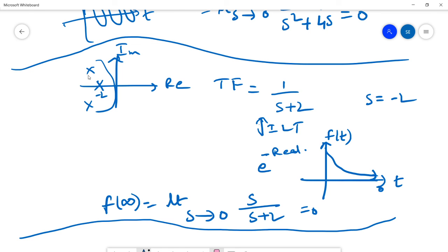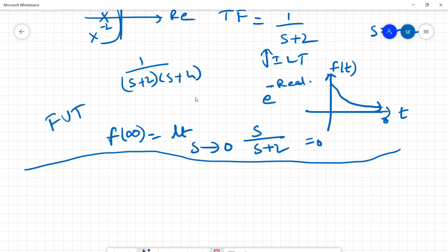If you have any poles on left hand side, you can take any system of this type, like 1 by s plus 2, s plus 3, s plus 4, whatever it is, right? For any kind of systems where the pole lies on left half of s plane, your output in time domain is following your final value theorem. So final value theorem is validated, is proved in this case. It is actually working in this case.